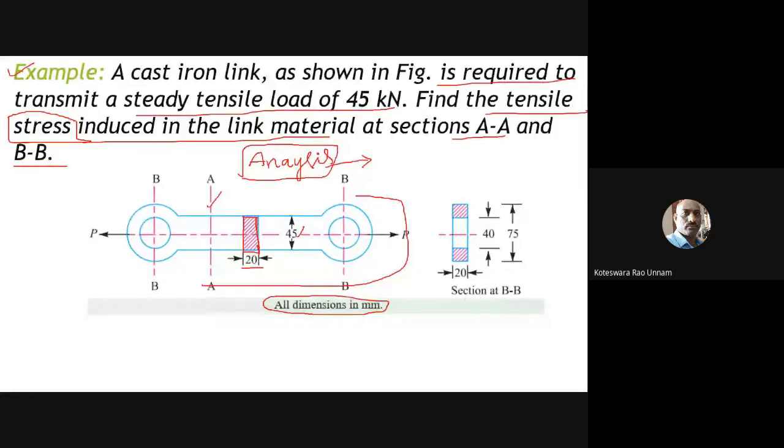The other kind of problem is where they may not give these dimensions. Let us say out of this 45 and 20, they will give only one dimension, 45, and they won't give the 20 value.